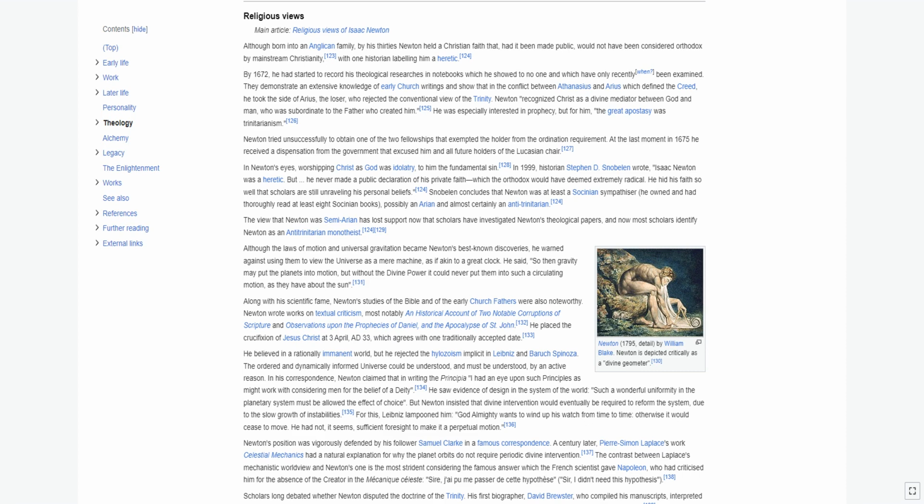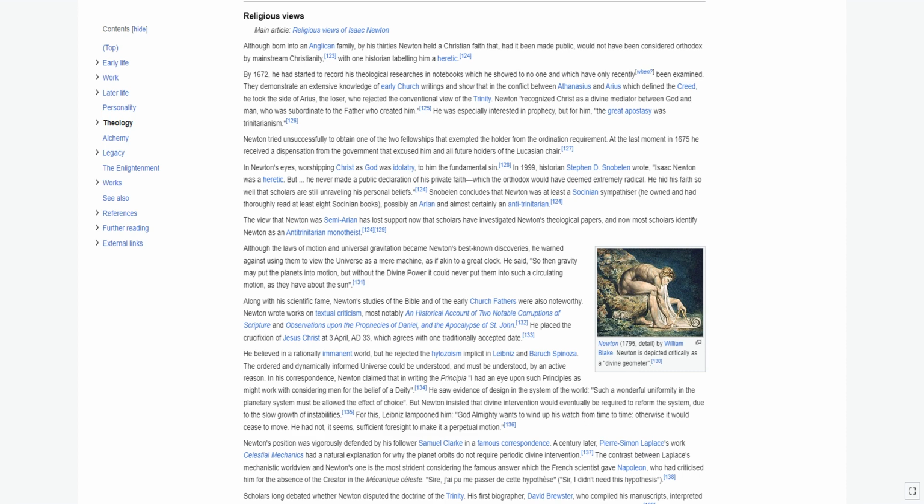They demonstrate an extensive knowledge of early church writings, and show that in the conflict between Athanasius and Arius which defined the creed, he took the side of Arius, the loser, who rejected the conventional view of the Trinity. Newton recognized Christ as a divine mediator between God and man, who was subordinate to the Father who created him. He was especially interested in prophecy, but for him, the great apostasy was Trinitarianism.